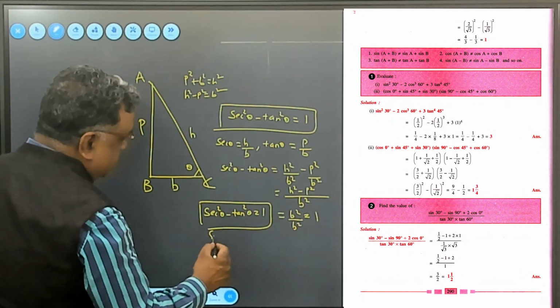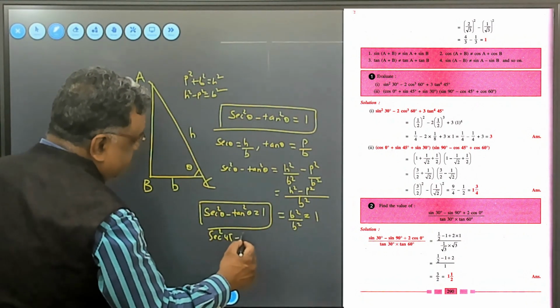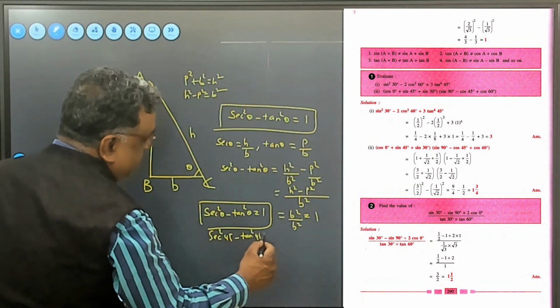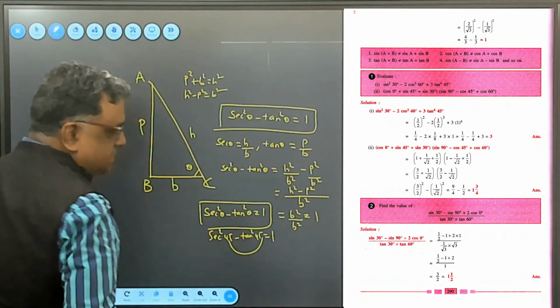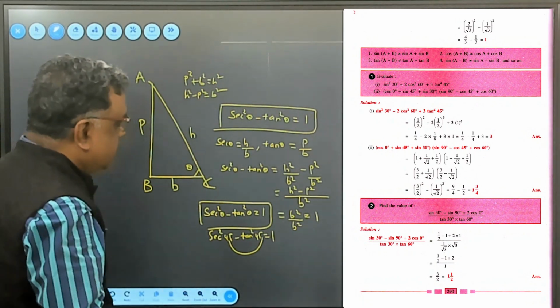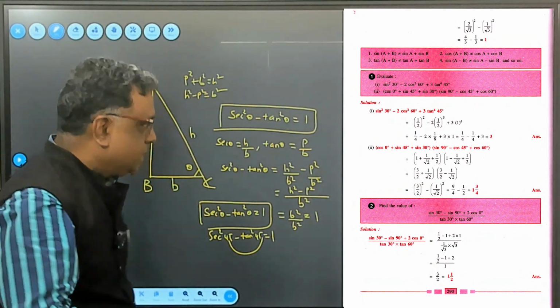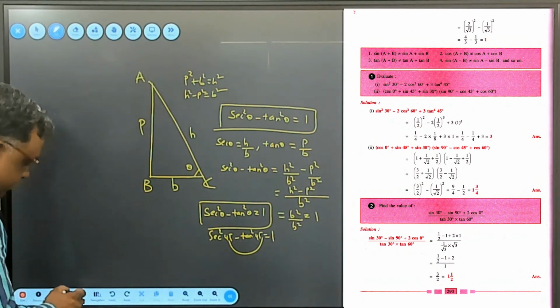Which means sec square 45 minus tan square 45 will be always 1. As long as these two angles are same, always sec square theta minus tan square theta will be always 1. So this is the second identity.